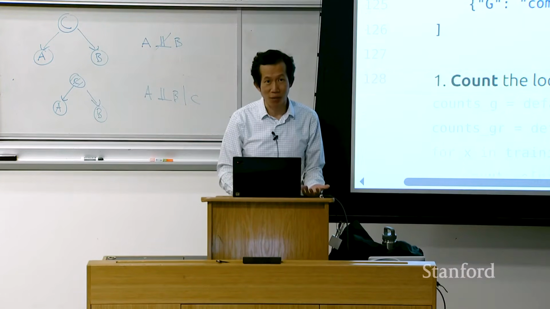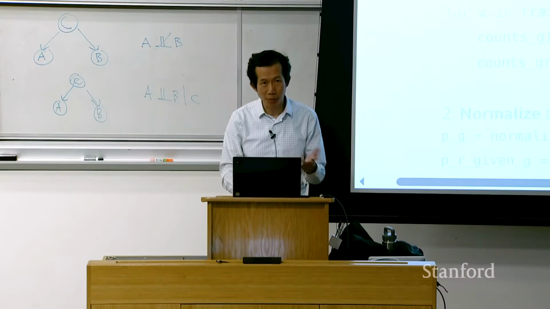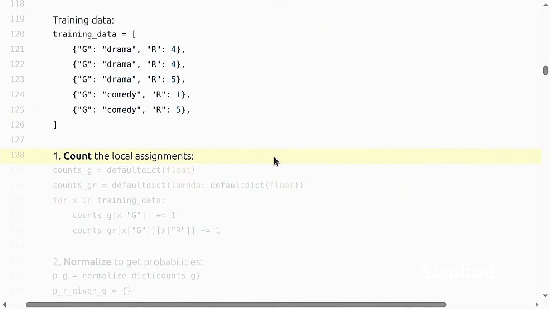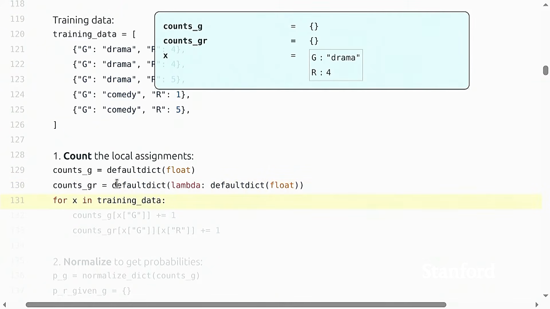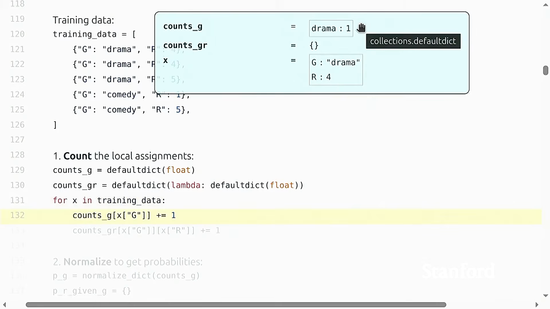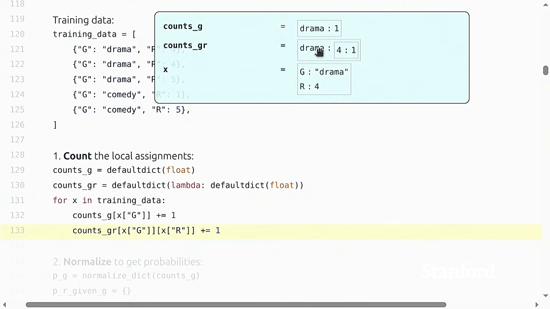So it's also going to be count and normalize, but we have to do a little bit more bookkeeping now. In particular, I'm going to count the number of times various genres show up, and I'm also going to count the number of times a genre shows up with a particular rating. Okay? So when I go through my training data now, I pick up a drama that was rated 4. I increment the count. Okay, so I got 1 drama, and I'm also going to keep track of for drama, I saw a movie that was rated 4 once.